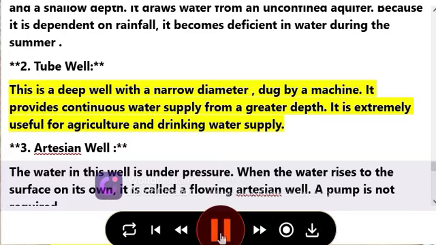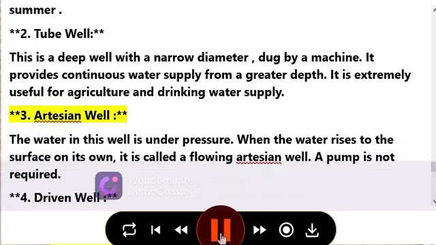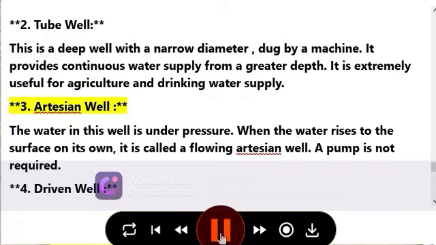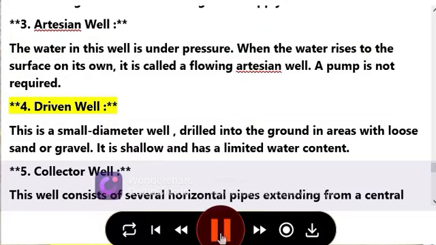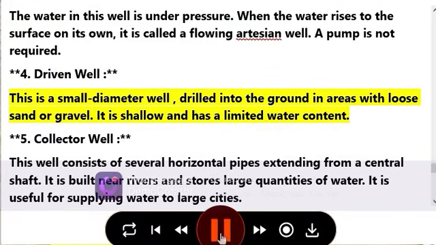2. Tube well. This is a deep well with a narrow diameter dug by machine. It provides continuous water supply from a greater depth. It is extremely useful for agriculture and drinking water supply. 3. Artesian well. The water in this well is under pressure. When the water rises to the surface on its own, it is called a flowing artesian well. A pump is not required.